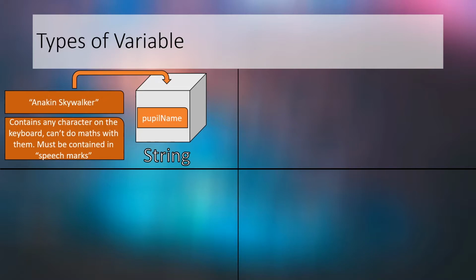A string variable holds any combination of printable characters such as letters, numbers and symbols, or alphanumeric characters. It's important to note that the data in a string variable must be stored inside speech marks, marking the beginning and end of the string. In our example, we've given the string variable the meaningful identifier pupil name and assigned the value Anakin Skywalker.